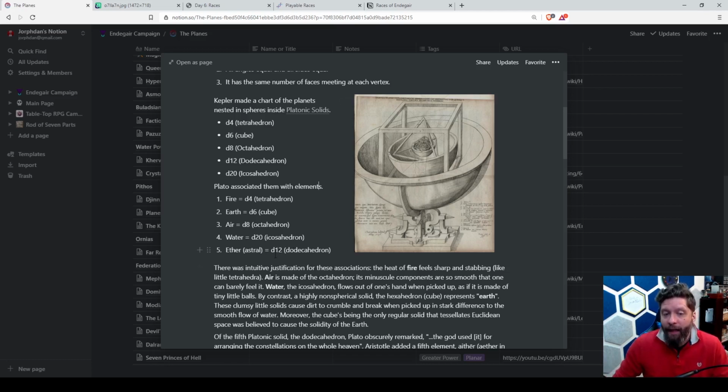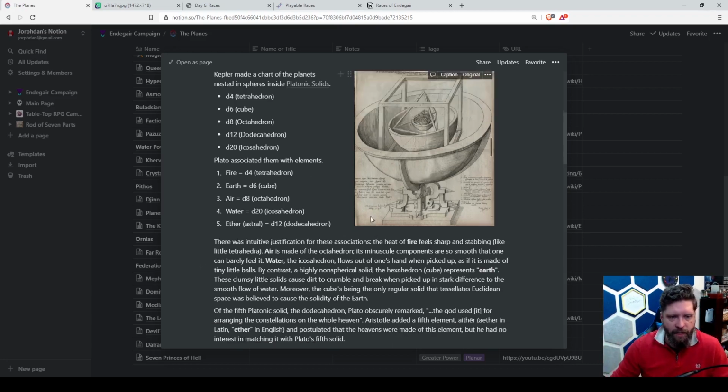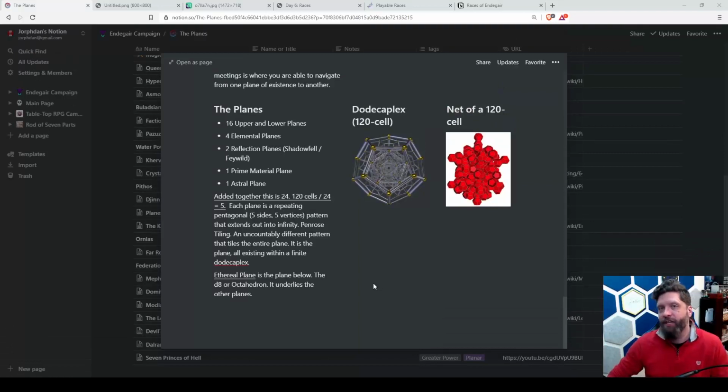Now, the D12, the dodecahedron, is the ether or the astral plane. And this was the final element that man did not have control of. It is the element of the ethereal, like what the stars are made of, what the gods do with it. And so that's why the dodecahedron encompasses the Great Wheel cosmology. Trying to explain magic kind of explains my whole universe. And it's all based on math and things like that.